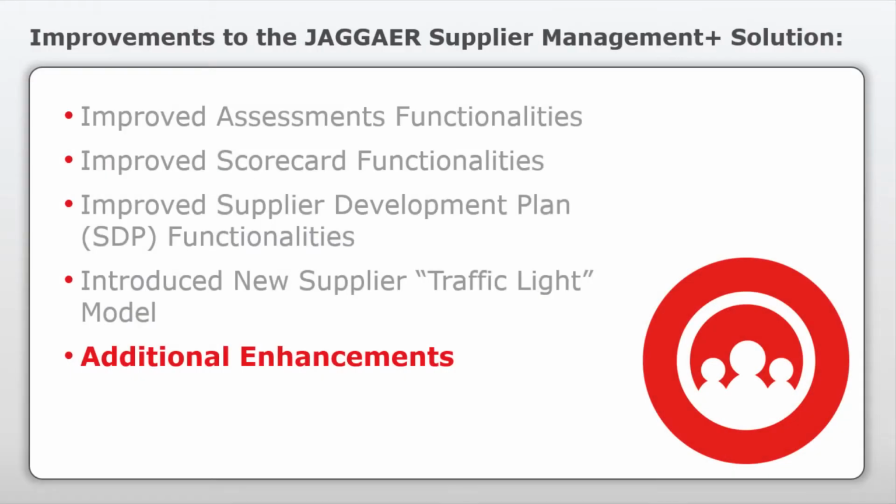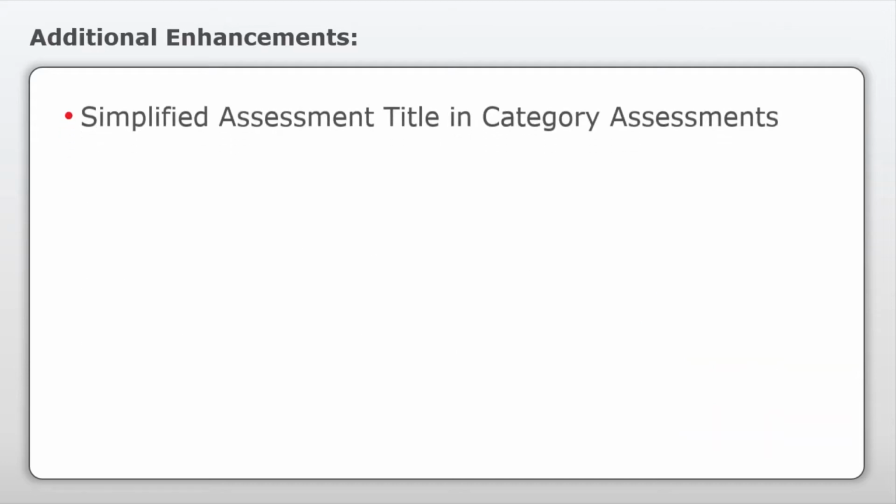In addition to the enhancements already discussed, several other enhancements will also be available in the upcoming release. The first additional enhancement is a simplified assessment title for category assessments to help improve the usability and navigation. Instead of the current name of assessment designation, the assessment field name will be called Supplier Organization. This greatly clarifies the purpose of this field.